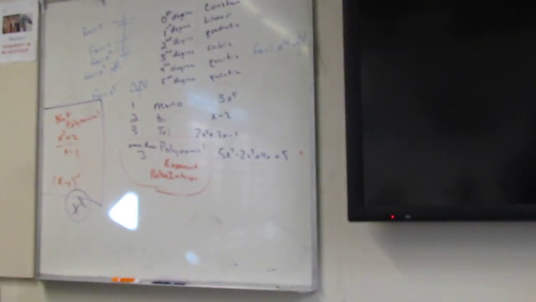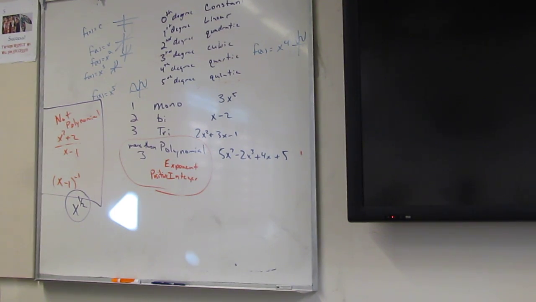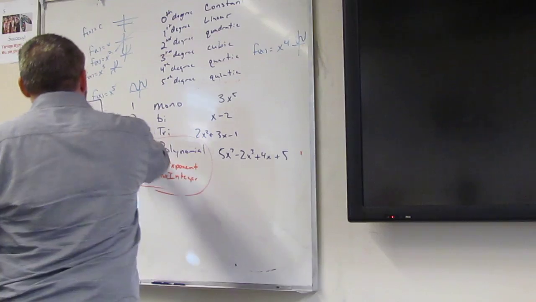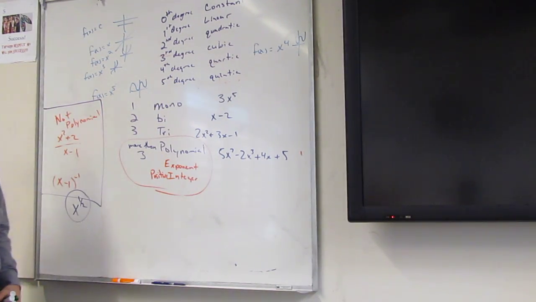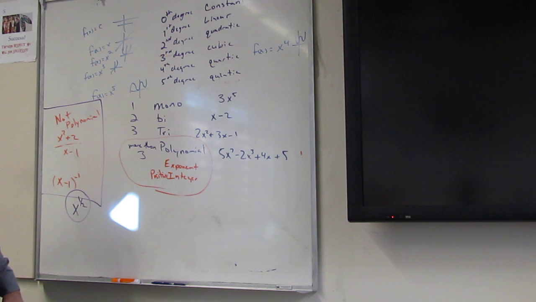Take it. So is that f of x equals x to the 5th? Yeah. And that would be 5th degree, quintic. Okay? Good so far? Yes.